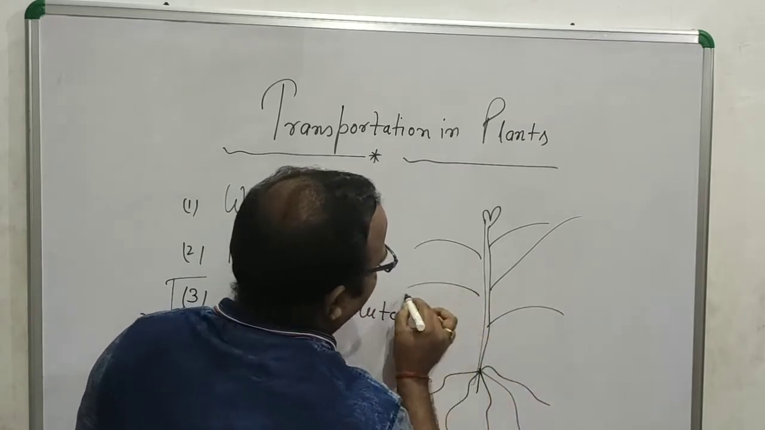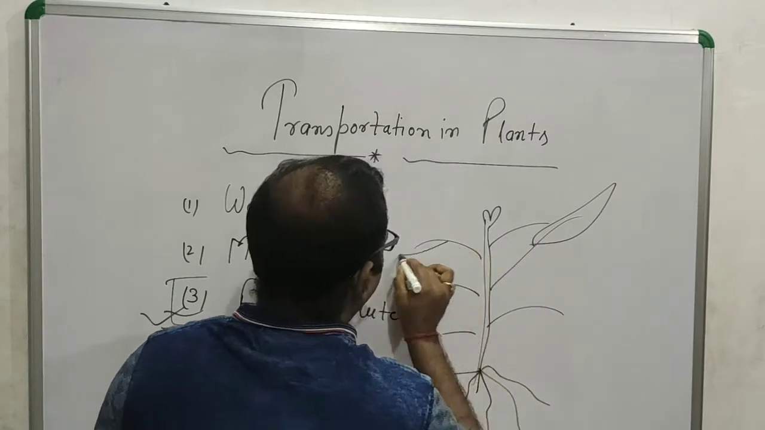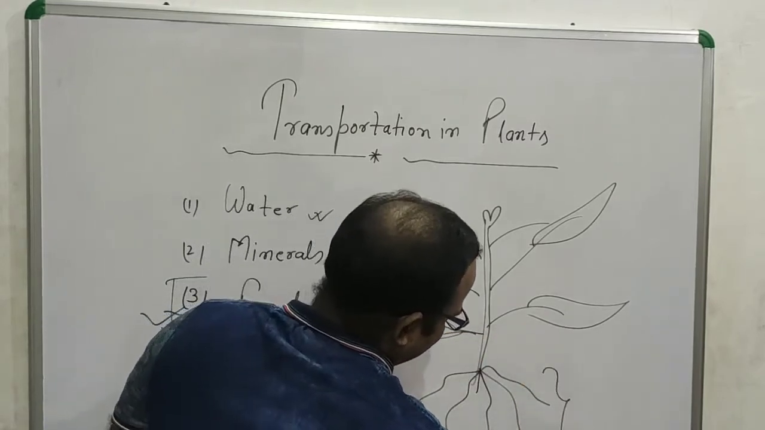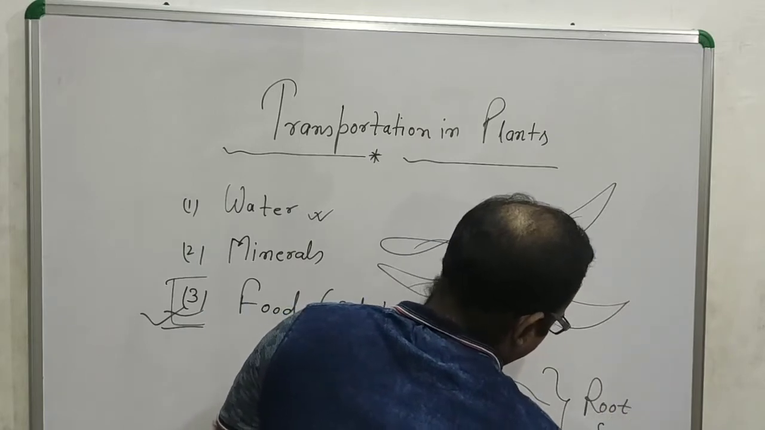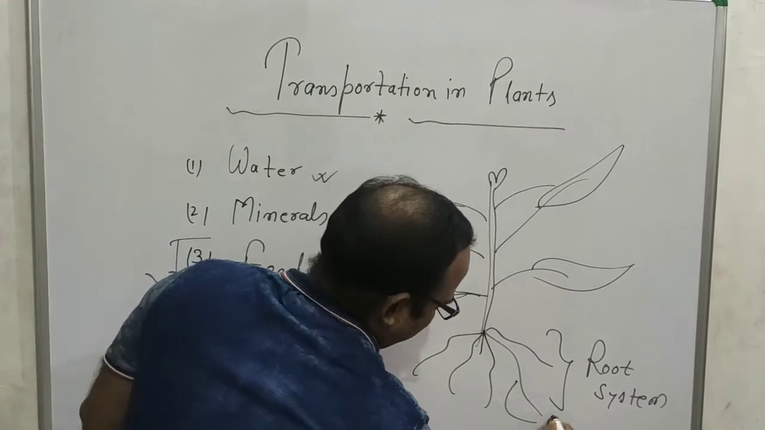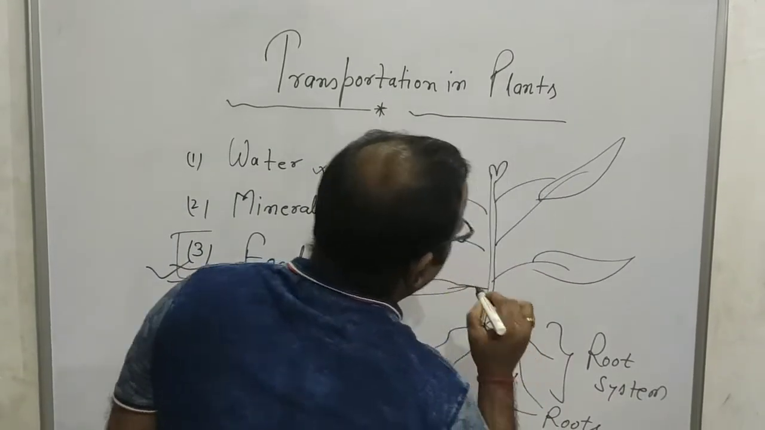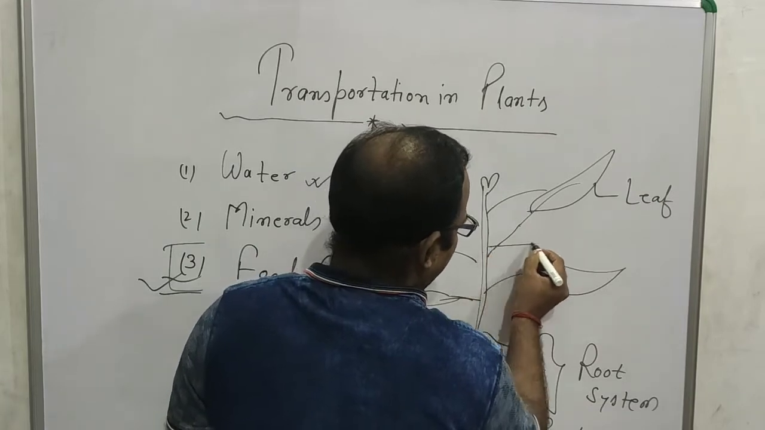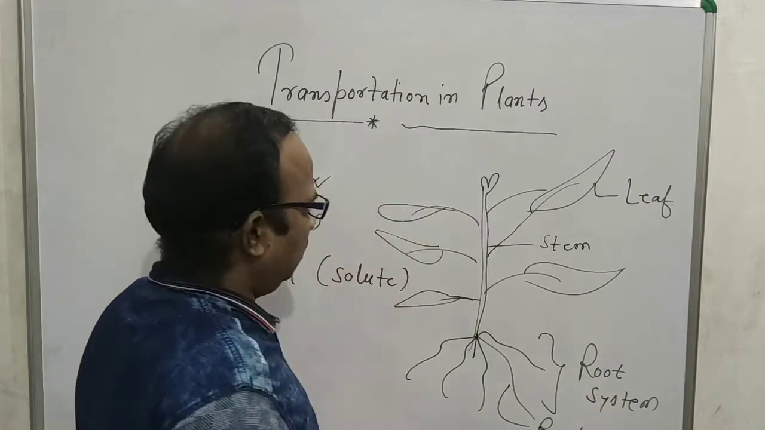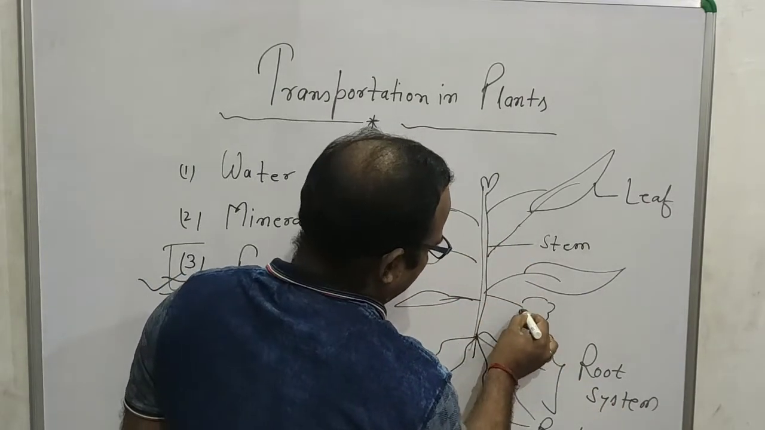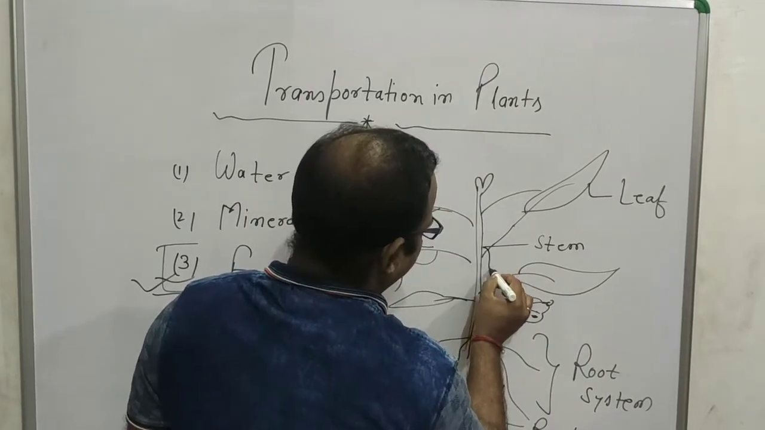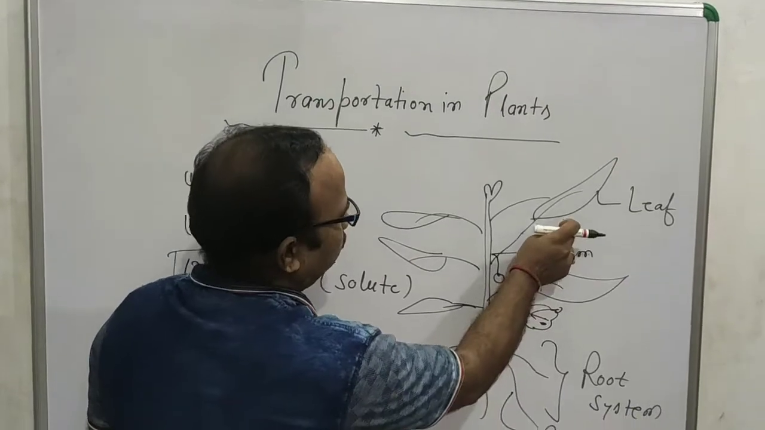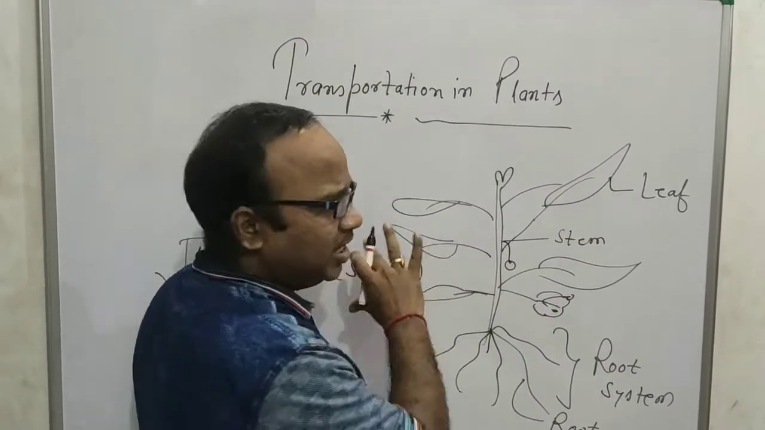This is only the outline of the diagram I have drawn. These are the leaves. This is the root system. That means these are the roots. This one is the leaf. This one is the stem. Apart from this, there is also the presence of flowers, fruits. Water is being transported from the roots to the leaves, to the stems, to the flowers, to the fruits, to the different parts of the plant.